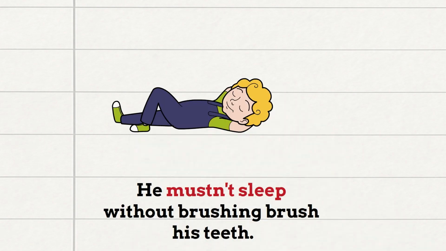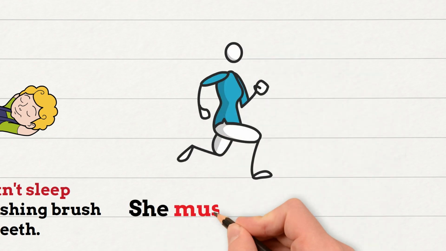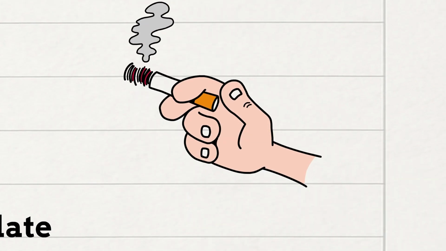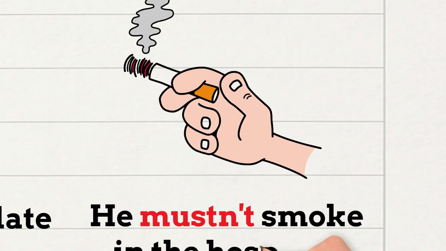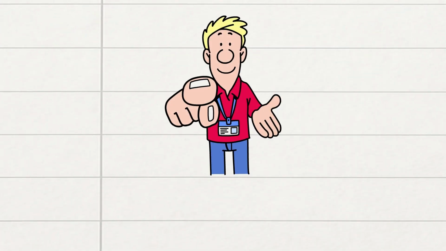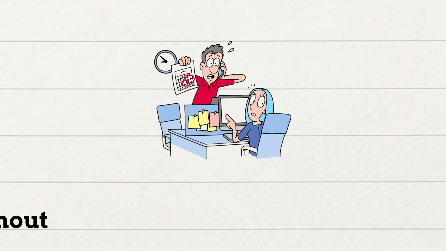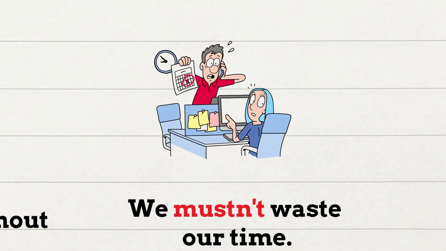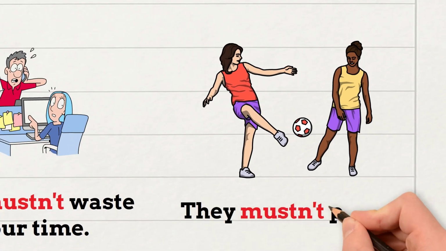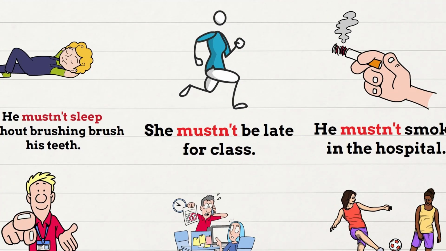He mustn't sleep without brushing his teeth. She mustn't be late for class. He mustn't smoke in the hospital. You mustn't shout in class. We mustn't waste our time. They mustn't play football at home. This is all about the negative form of must.